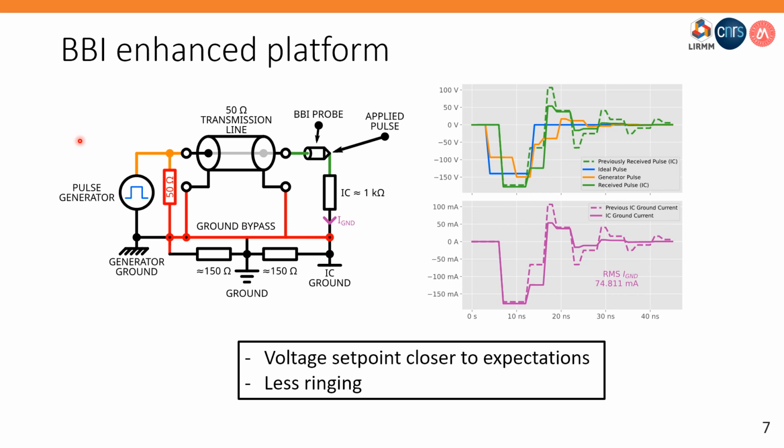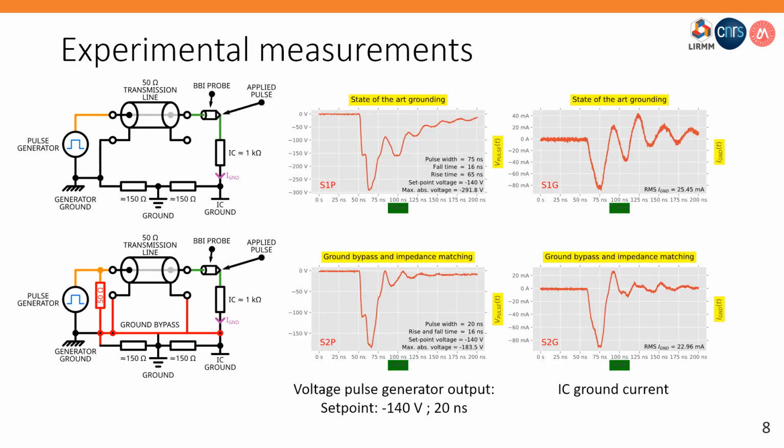Then, when observing the signals on the right, we can observe that the voltage setpoint is a little bit closer to the required value, in addition to having a lot less ringing. Every signal has a lot less ringing, which is beneficial for precise and controlled impulses. Now that we have seen the theoretical improvement, let us analyze actual experimental results.